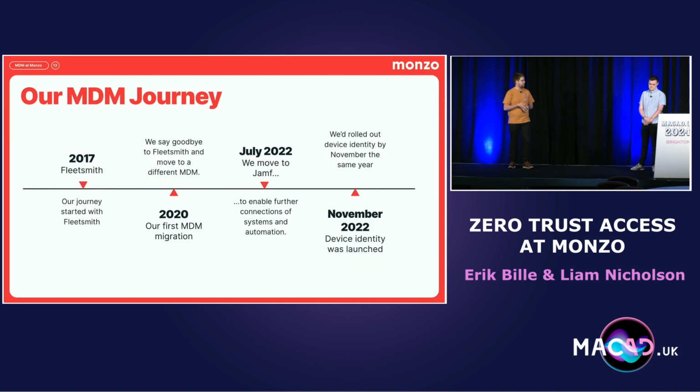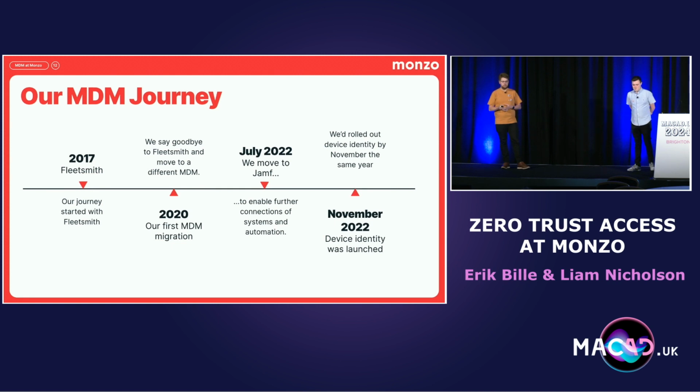So how did we get here? Well, Monzo was founded in 2015. By 2017, the sort of startup vibe approach of the engineer will have an admin password for you, non-engineers are a standard admin, didn't scale anymore. So Monzo moved on to Fleetsmith.